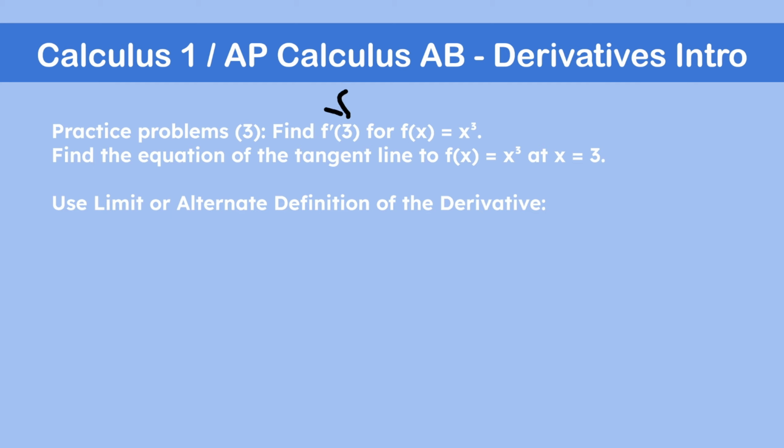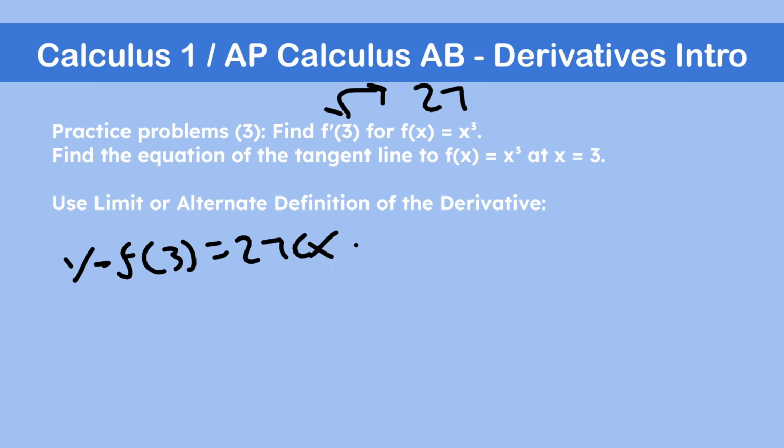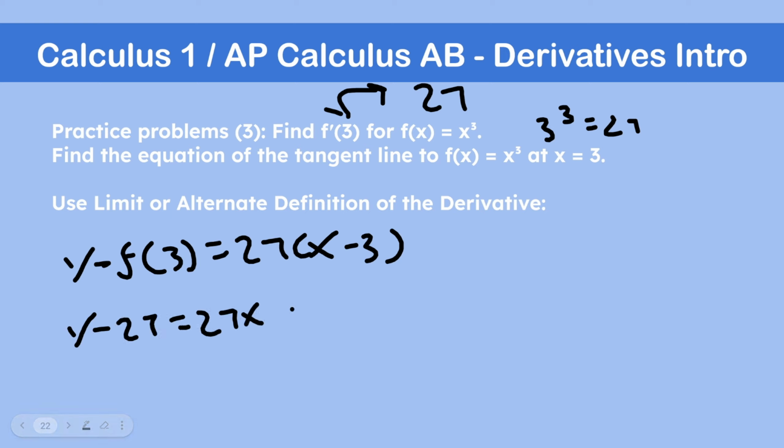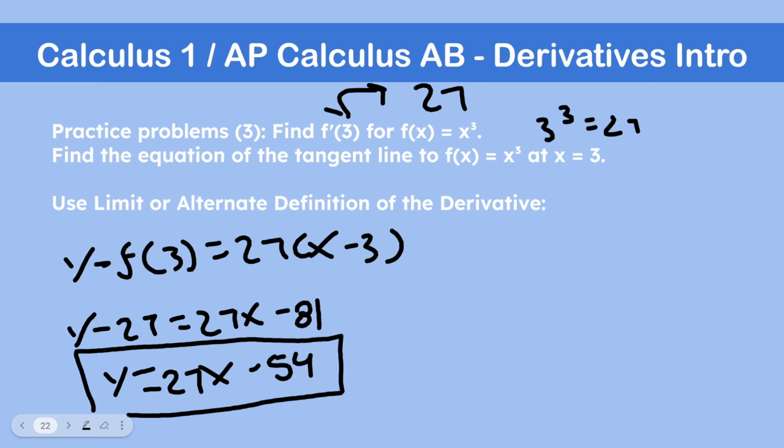So this is equal to 27, but now we're going to look for the tangent line at x equals 3. We plug in: y minus f of 3 is equal to 27 times x minus 3. f of 3 is just 3 cubed, or 27. So we can say y minus 27 is equal to 27x minus 81. Now we have y is equal to 27x minus 54 as our equation for the tangent line.